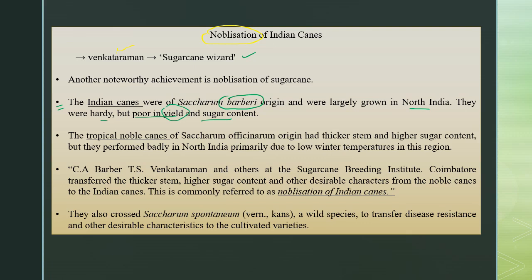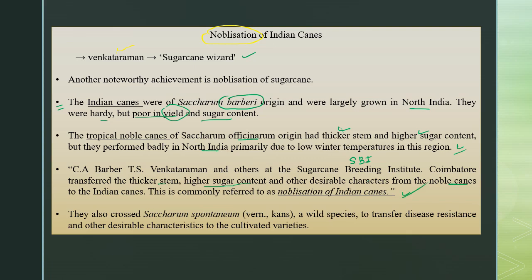But the tropical noble canes, Saccharum officinarum, have thicker stems and higher sugar content. But they performed very badly in North India, primarily due to the low winter temperature in this region. So C.A. Barber and T.S. Venkataraman, at the Sugarcane Breeding Institute in Coimbatore, transferred this trait, the thicker stem, higher sugar content and other desirable characters, from the noble canes to the Indian canes.